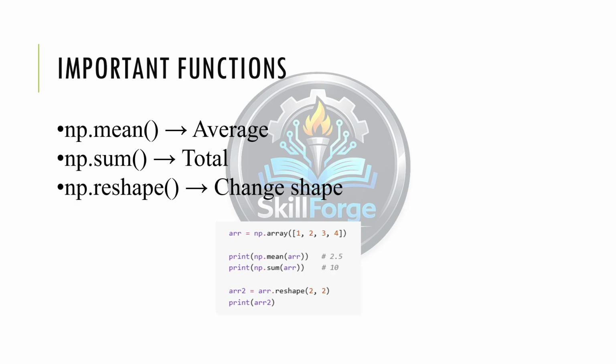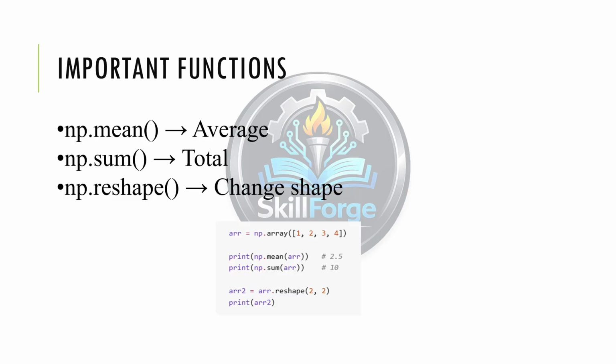Okay, so some of the important functions which we generally use. First we have np.mean, which calculates the average of all the elements. Similarly we have np.sum, which gives the sum of all the elements. And then we have np.reshape to change the shape of the array. For example, we can convert a one-dimensional array into a two-dimensional array. This is very useful in machine learning because many models expect data in a specific shape.